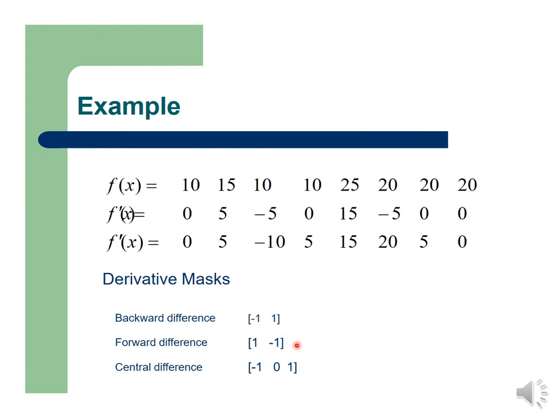Similarly, we have a mask for forward difference, which will be 1, minus 1, and as we have noticed earlier, we have a center difference for the first derivative. For the center difference, we have the mask minus 1, 0, 1. So we multiply it and then add it up, and the resultant will become our first derivative.